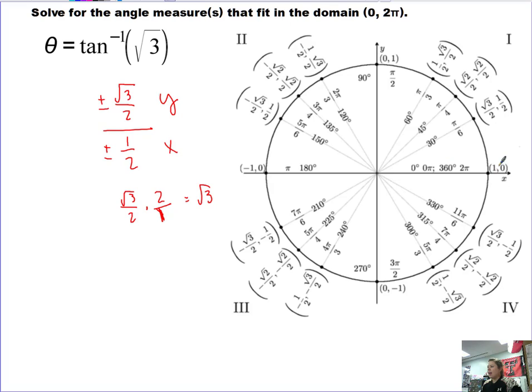And where that happens is here at 60 degrees. They're both positive and they're both negative. That's the bell. Trying to finish this before the bell rings. So both of them are positive, both of them are negative. So the two angle measures where that's true are pi over 3 and 4 pi over 3.